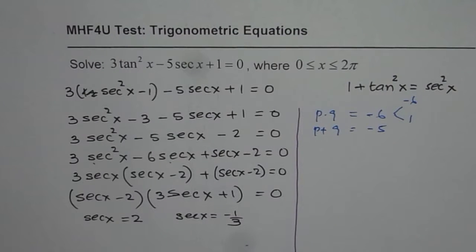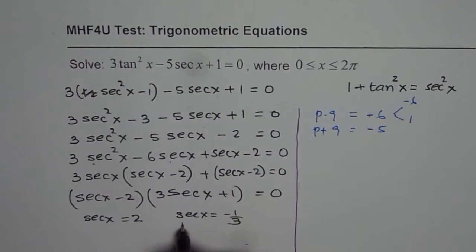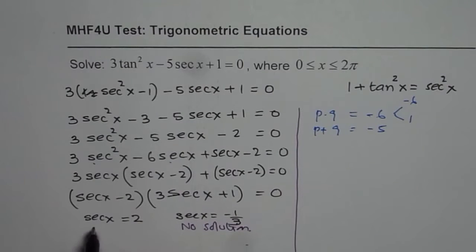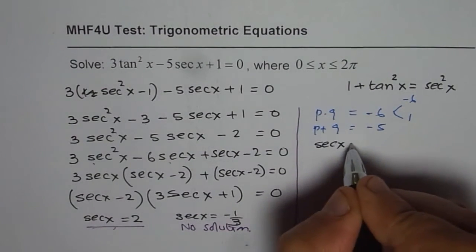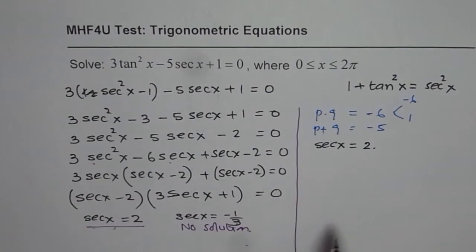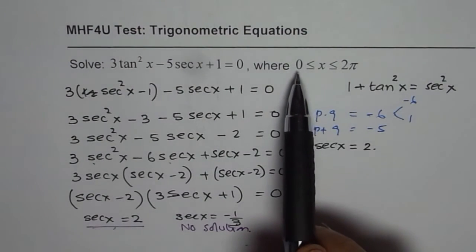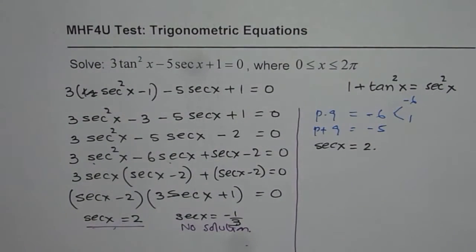Now, as you know, the range for secant x is that the absolute value is greater than or equal to 1. So there is no solution for the second part, right? But here we have solutions, right? So we will find the solutions now for the first part, which is secant x equals 2, right? Now we are looking into the domain from 0 to 2 pi.